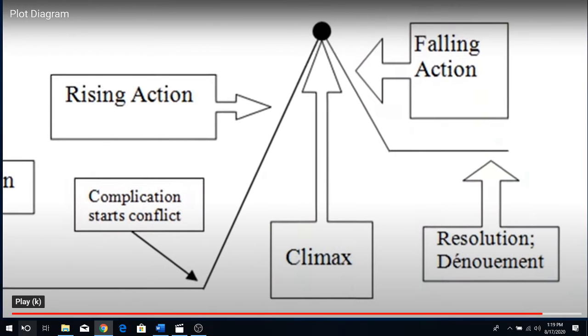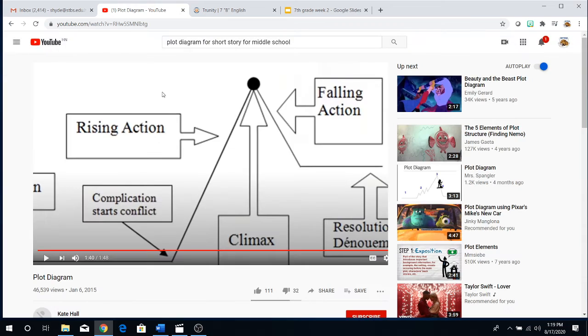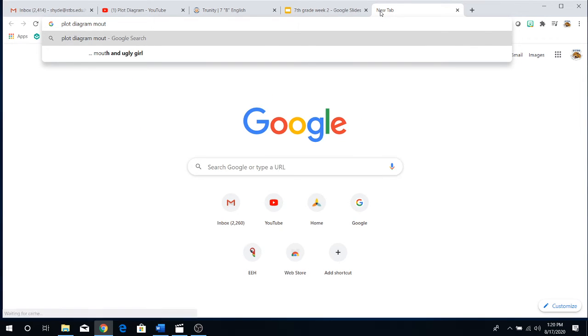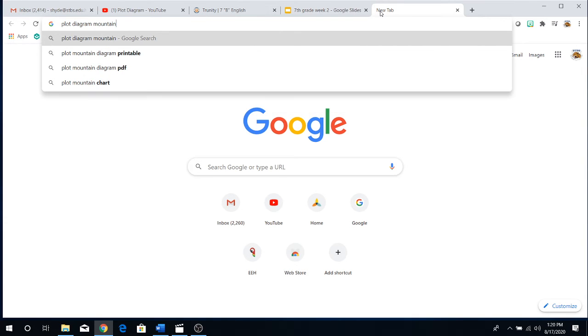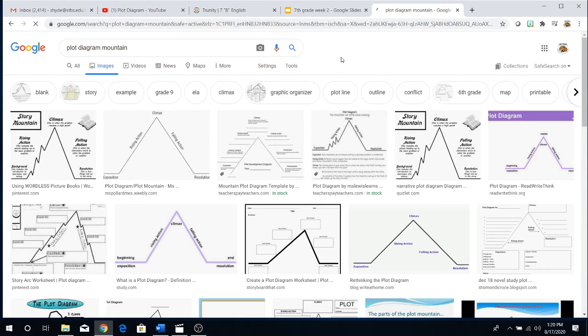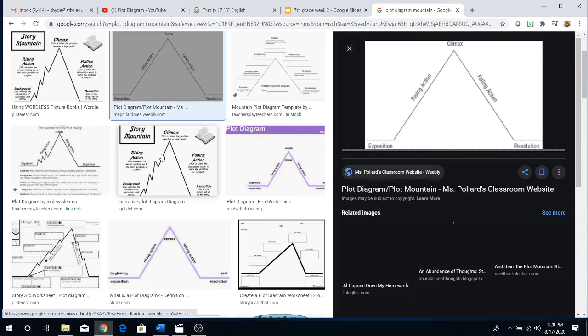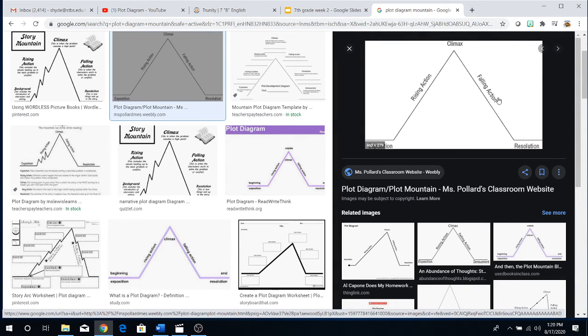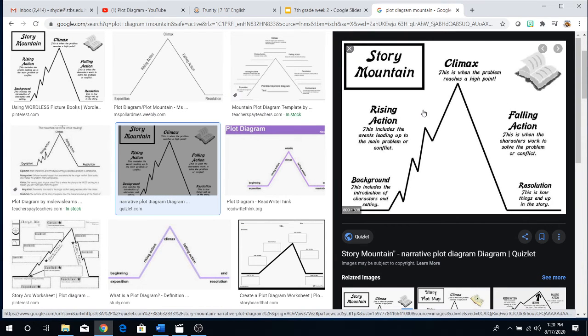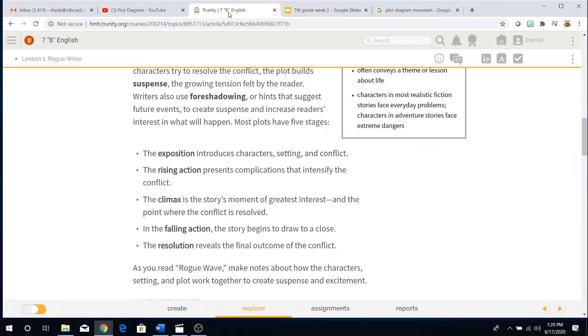See you soon. Okay, so that is what a plot diagram kind of looks like. I'm going to give you another example as well, so you can see a little different way of looking at it. Everyone has their own interpretation of what it looks like. I personally believe it looks like a little mountain. So this is a different way for you guys to look at it. Some people call it a story mountain. A couple of things change. Instead of introduction, they have background here, but all of the parts are basically the same. So that's what a plot diagram is.